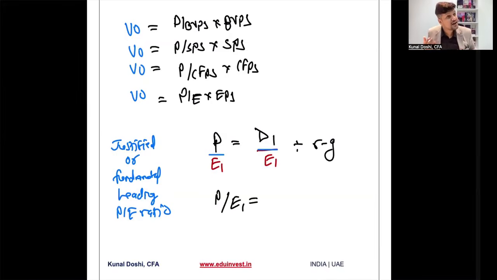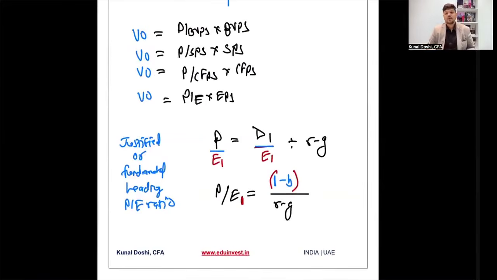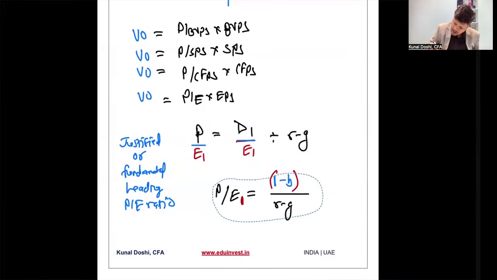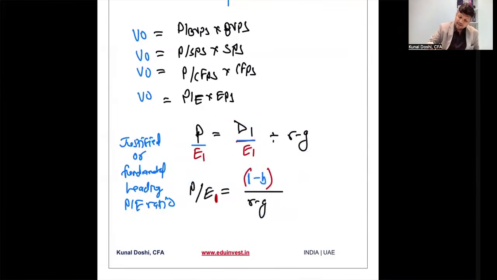What is D1 over E1? Guys, what is that called? That is called the payout ratio, isn't it? Or 1 minus retention, correct? Over R minus G. Is this clear to the class? Confirm? Everyone? Got it, everyone? What is this formula? I just used it for derivation. This formula is called the justified leading PE ratio, where I use Gordon's growth price and it is used for forecasting. Everyone, very important.